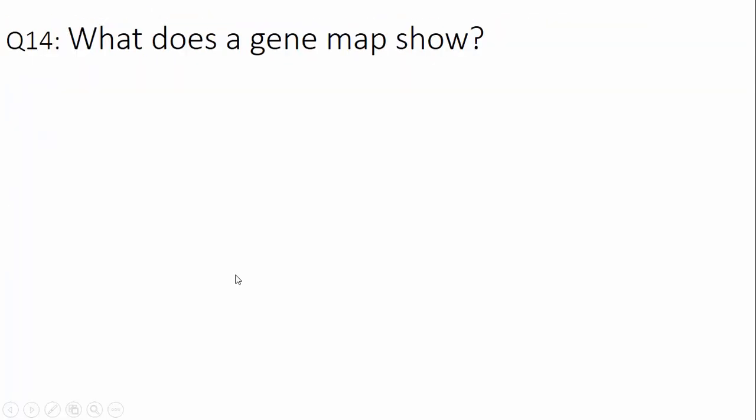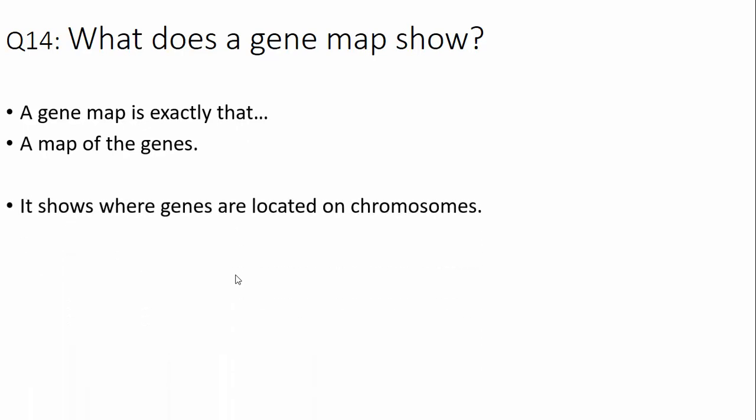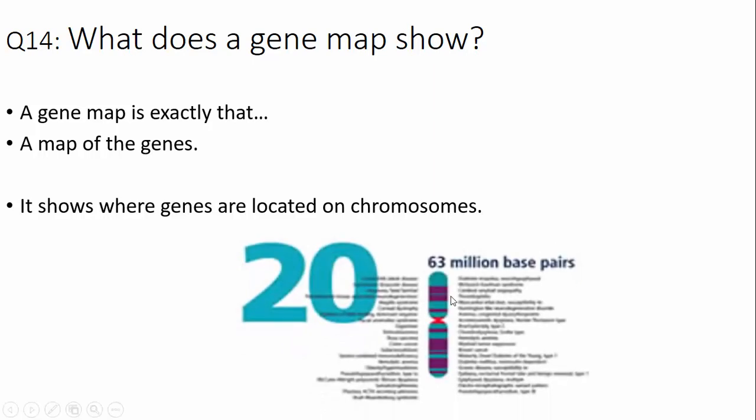All right, number 14, what does a gene map show? This is an easy question as well, because a gene map is exactly that. It's a map of the genes. It shows where genes are located on chromosomes. We looked at this when we did DNA, and we talked about chromosome number 20. All these diseases are shown where they're found on chromosome number 20. All the diseases, we know where they are. They've been mapped out. And that's what we call a gene map.